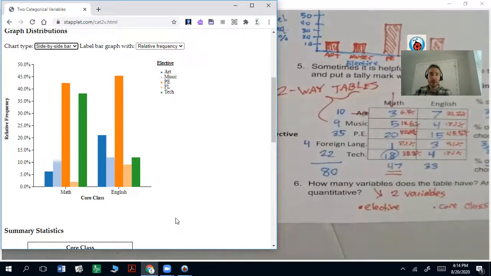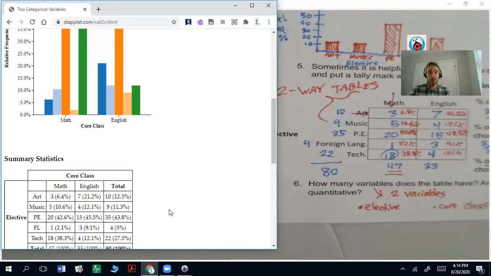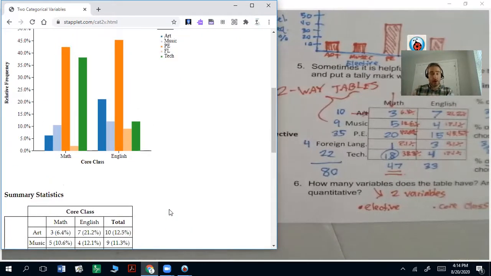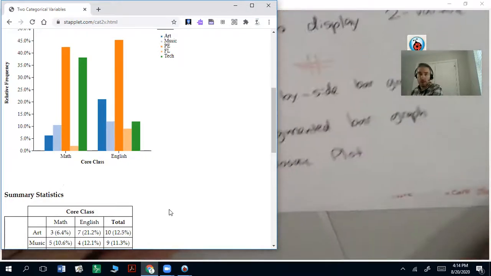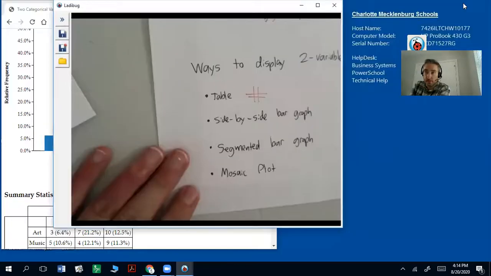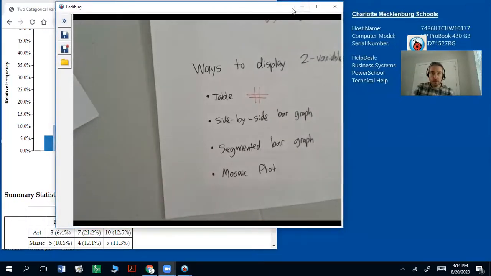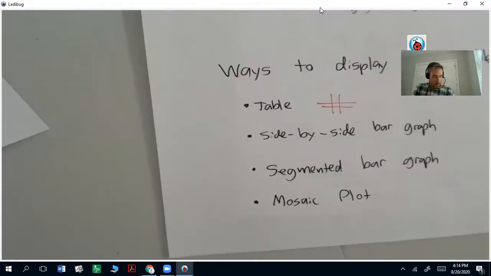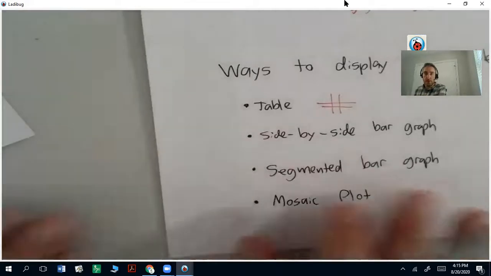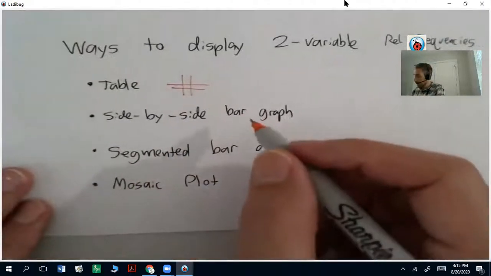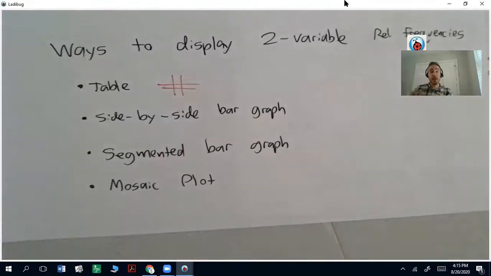So I wanted to clarify that because you have to be able to understand the breakdown of segmented bar graphs and side-by-side bar graphs and mosaic plots. They display conditional frequencies for the most part because it's the breakdown of those individual categories. So to summarize, you can do a two-way table to display your data. You can do a side-by-side bar graph, and those side-by-side bar graphs should display conditional relative frequencies.